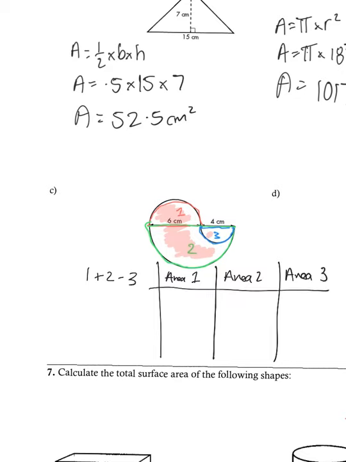So because it's all semicircles, guys, the area is going to be pi r squared, and we're going to divide that by 2 because it's a semicircle. So I'm writing this quite small. I'll zoom in a bit.